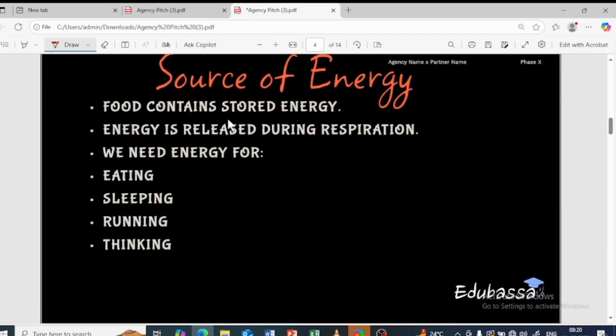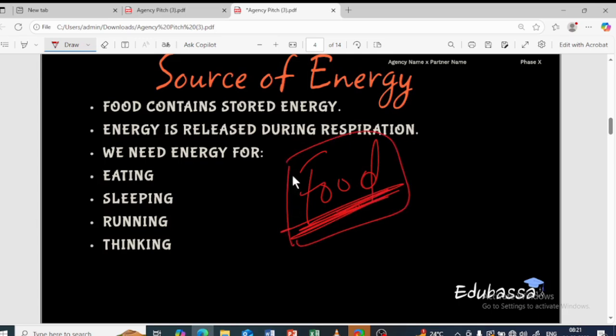Next is source of energy. Which are the sources of energy? How do we get the energy from, and how do we use that particular source of energy? All of that we are going to learn. So the main source of energy is food. Food is the main source of energy. Obviously, I'm sure you all know it. But the food itself is not enough. So food has to be broken down, not during the digestion process, I'm telling you.